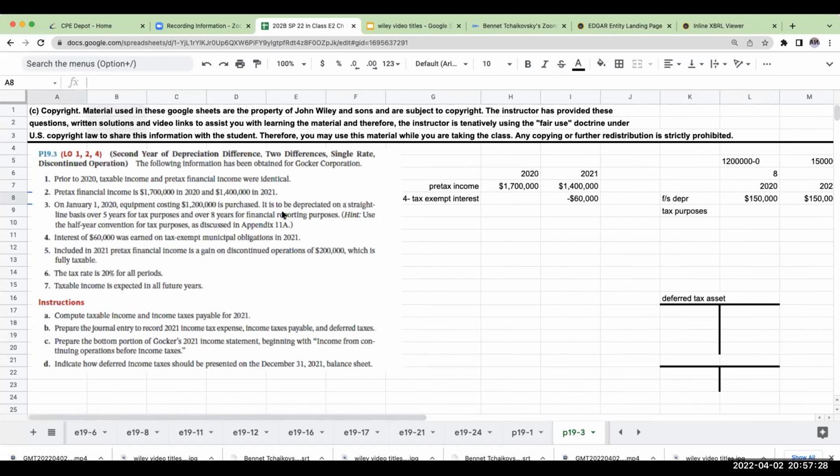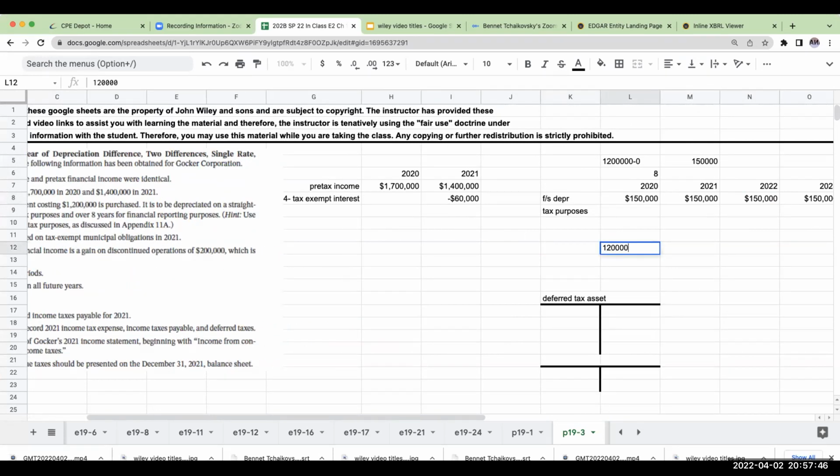Now, this part over here is talking about the half-year convention. Basically what this means is that you're going to do it straight line, but you're only going to take a half year in the first year. Let's just write this out. We've got 1.2 million divided by 5. So my annual depreciation for tax purposes is going to be $240,000 per year.